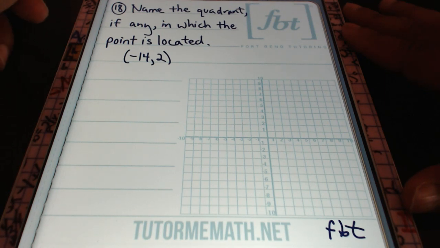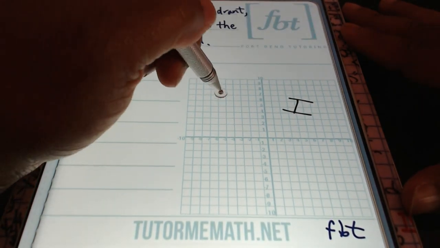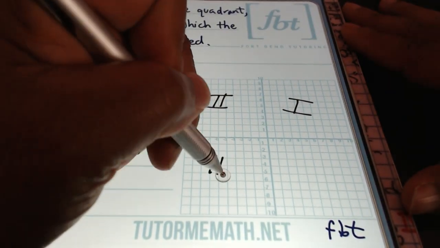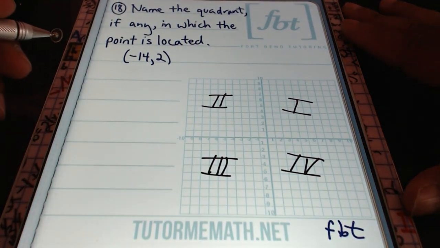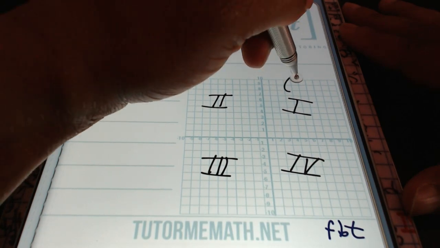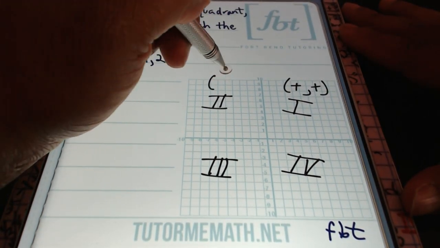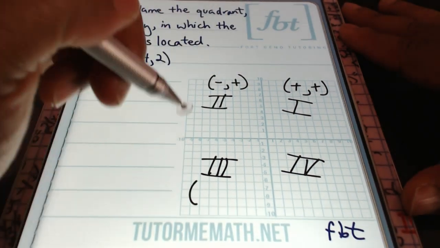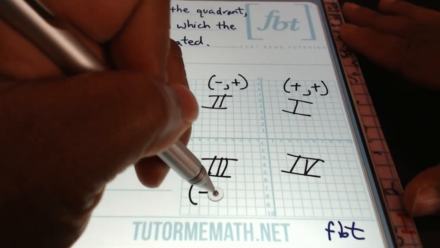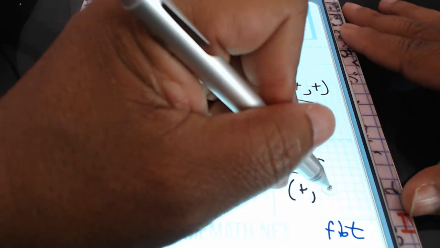So we are going to first identify the different quadrants that we have. We have quadrant number 1, quadrant number 2, quadrant number 3, and quadrant number 4. In quadrant 1, your x and y values are both positive, guys. In quadrant 2, the x value is negative, whereas your y value is positive. In quadrant 3, the x value is negative, the y value is negative. And in quadrant 4, the x value is positive, the y value is negative.